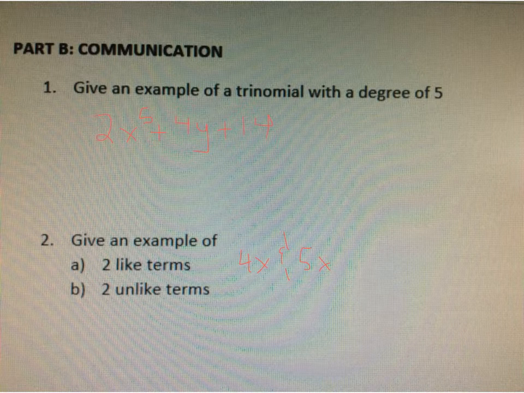And for 2 unlike terms, you can choose anything you want again there. I could choose 10y and negative 3x. Those are not like terms. So anything that can't be combined and simplified would be an unlike term.